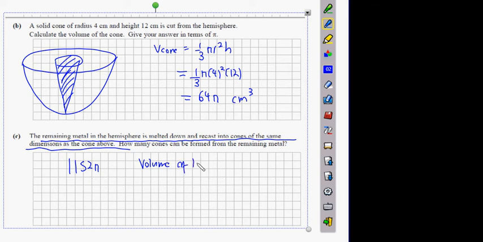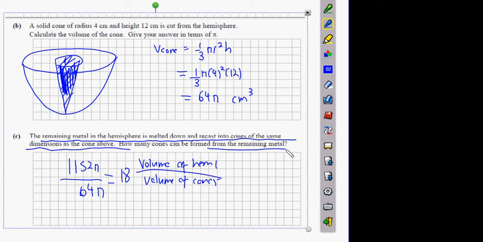So the volume of the hemisphere divided by the volume of the cone will tell you how many cones you can make out of the hemisphere. So how many cones can we make out of the hemisphere? So what's 1,152 pi divided by 64 pi? 18. However, we already made one of them at the start. So the question is, how many cones can be formed from the remaining metal? So we've got to take away 1. And that will give me 17 cones.